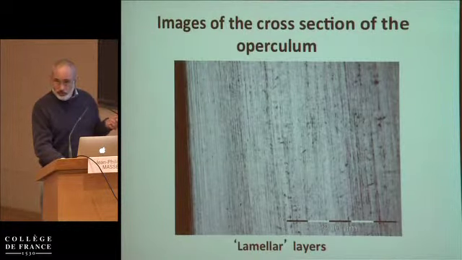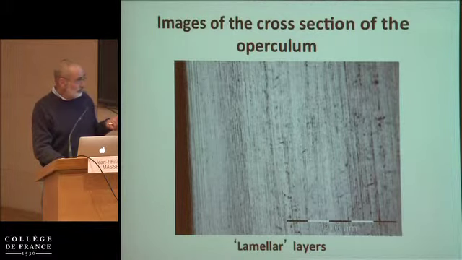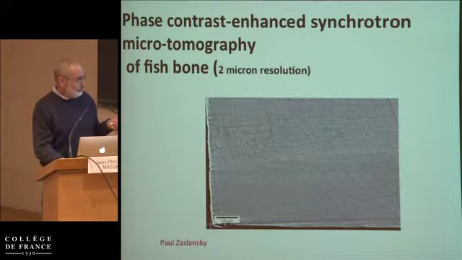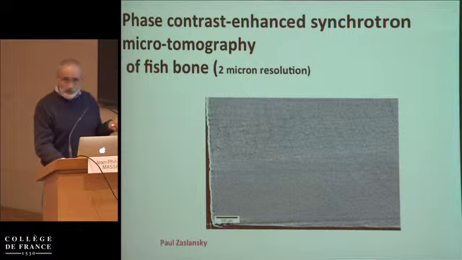There are no osteocytic lacunae, no holes for the osteocytes, because there are no osteocytes. And it's kind of featureless. We took this to the synchrotron with the help of Paul Zaslansky, and we looked at the structure at higher resolution, and it was completely featureless.